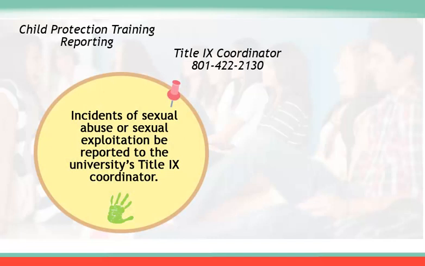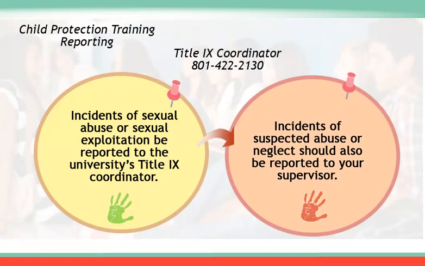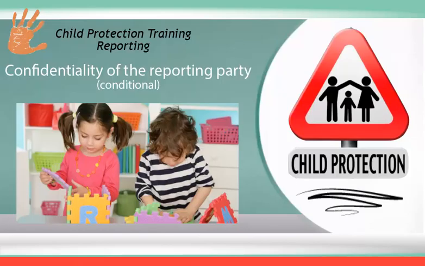University policy also requires that incidents of sexual abuse or sexual exploitation be reported to the university's Title IX coordinator. Incidents of suspected abuse or neglect should also be reported to your supervisor. The confidentiality of the reporting party will be observed, provided that it does not interfere with the university's ability to investigate and take corrective action and is not prohibited by law.